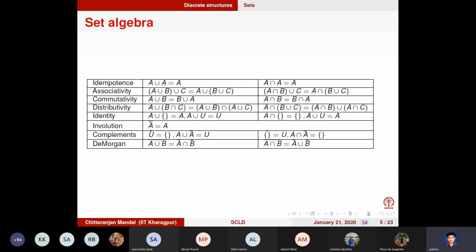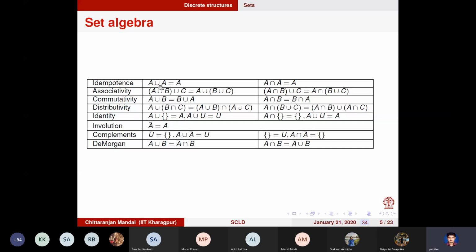Okay, idempotence. What idempotence says is that if you take a set A and union it with itself as many times as you want, I have written here two times, but it actually holds. If you apply it as many times as you want, say A union A union A union A union A, you get A.